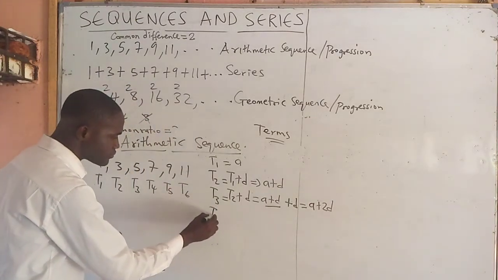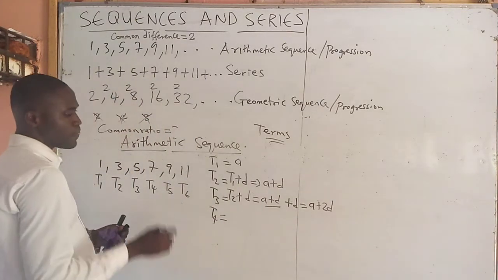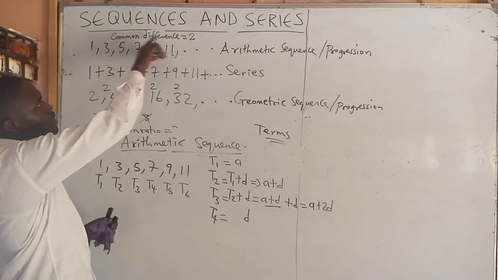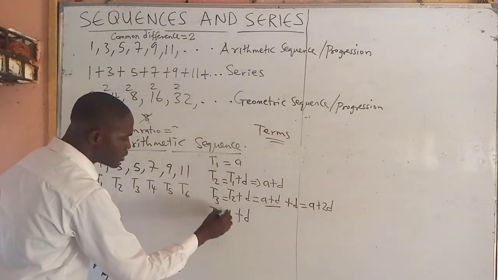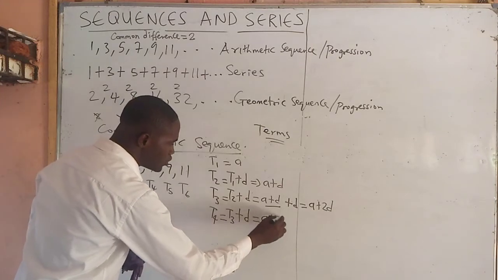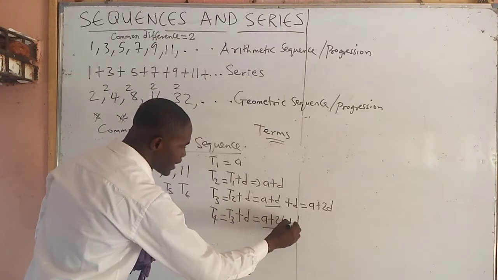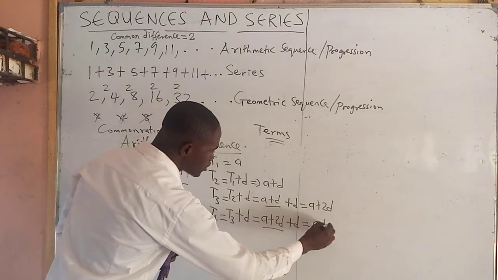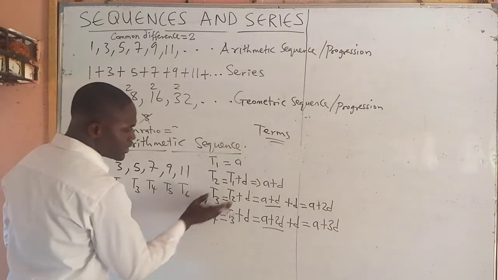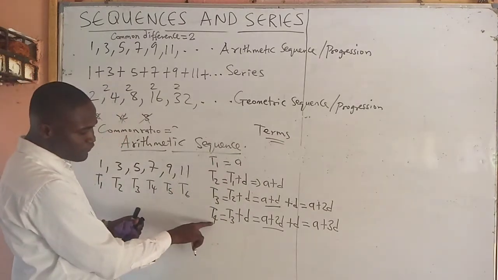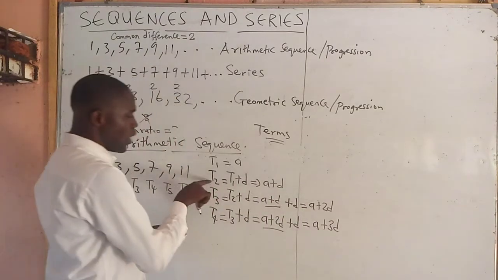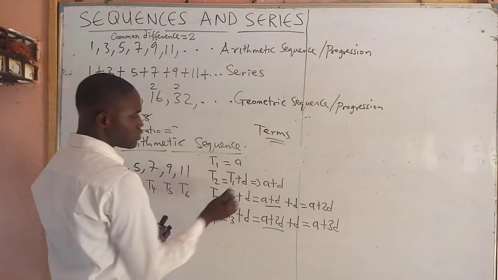You check T4. That is adding the common difference to the preceding term, T3, to get T4. Then you say A plus 2D, that is your T3, plus another D. That will be giving you A plus 3D. Now, do you notice something in this? When here is 4, we have 3. When here is 3, we have 2. When here is 2, we only have 1, and so on.